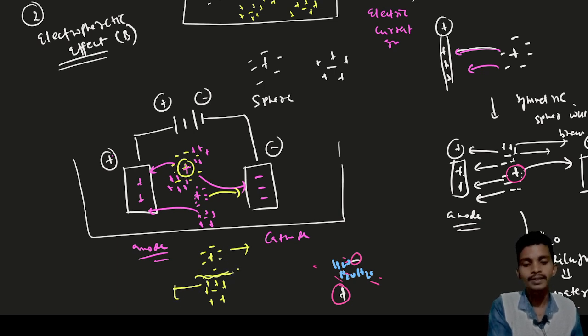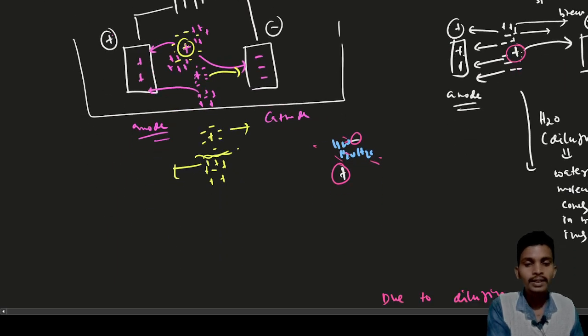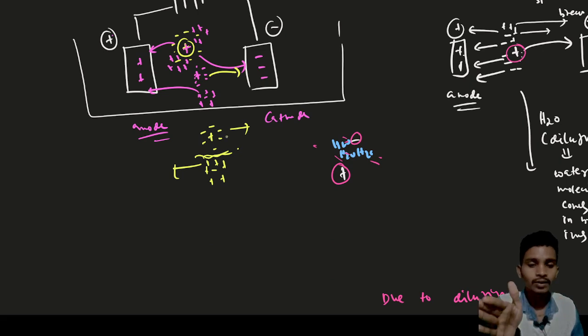So due to hindrance, the movement of the charges towards respective electrodes decreases. So that is called the electrophoretic effect. It means these charges are going towards respective electrodes, and whenever they are moving, they have to move in the solution. Through solutions only they will move.